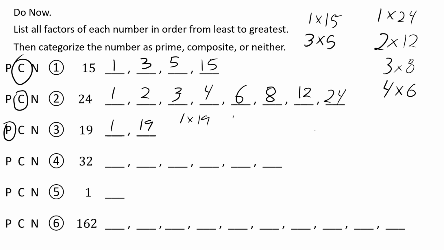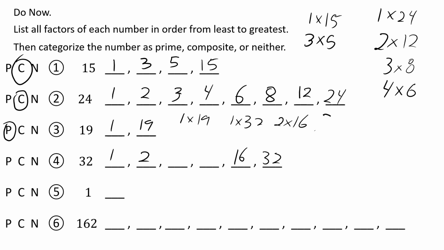32. Okay, I'm going to slow down a little bit on this one. So I'll do 1 times 32. There's 1, there's 32. Now, I'm going to try 2, and if need be, I might even grab a calculator and say, hey, calculator, what on earth is 32 divided by 2? 16. Okay, so 2 times 16.